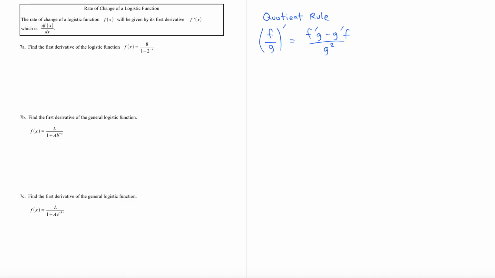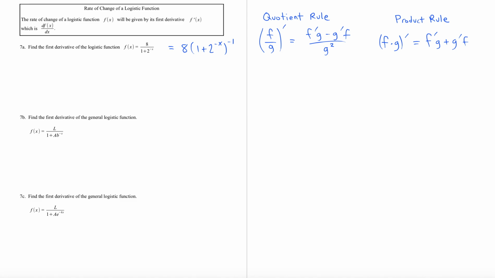That's an option. Another option would be to use product rule, where you could rewrite the thing as 8 times 1 plus 2 to the negative x to the negative 1. It is an option. And product rule says f prime g plus g prime f. I think I'm going to go with the quotient rule approach here.